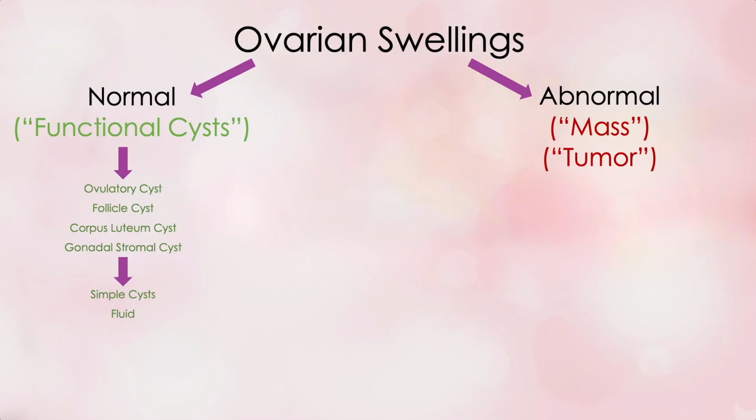So this is a test tube that represents a simple cyst. As you can see, the contents of this test tube is completely clear, like water. There's no color and no debris. So normal cysts are simple cysts, and we'll add that to our flow sheet. Now you see that the 4 kinds of normal functional cysts are ovulatory cysts, follicle cysts, corpus luteum cysts, and gonadal stromal cysts, and they are all simple cysts.